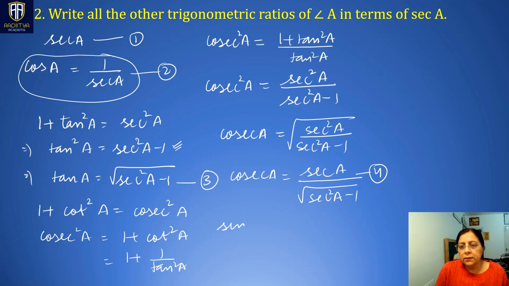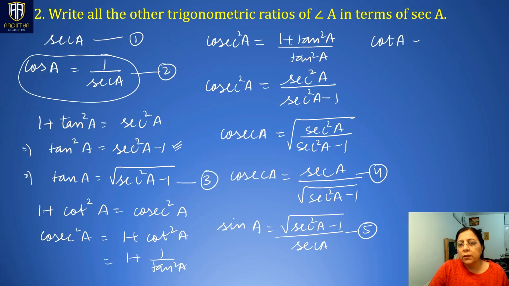Now sin A is simply the reciprocal of cosec A. So we can write this as secant square A minus 1 under the root upon secant A. This is our fifth ratio. And the last one is cot of A. Cot of A is the reciprocal of tangent of A. Right? So tangent of A is square root of sec square A minus 1. So we can write this as under root of 1 upon secant square A minus 1. So this is our sixth trigonometric ratio.